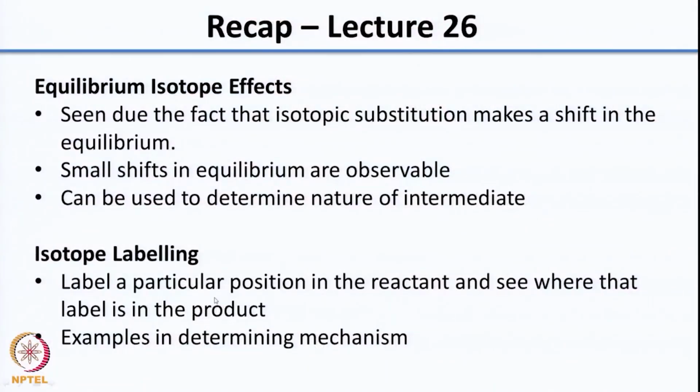Then towards the end of the class we had started looking at the experiment called isotope labeling. So, here what is done is a particular position in the reactant is labeled, and then we follow where the label goes in the product. So, we had looked at 2-3 examples of how this can be used to determine the mechanism, and before we stopped the class I had asked you to think of the mechanism for this reaction.